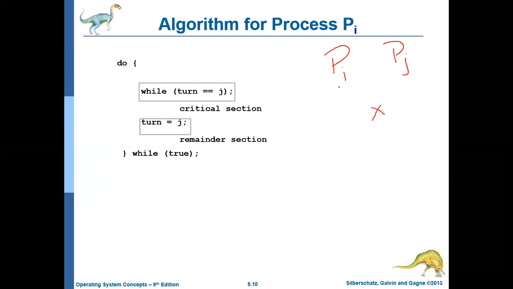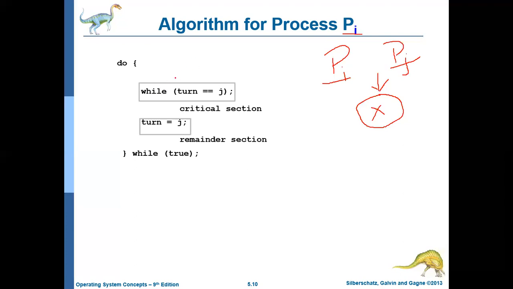If Pi is executing its critical section, then Pj should not execute its critical section. Similarly, if Pj is executing its critical section, then Pi should not execute its critical section. If this is ensured, then x will not become inconsistent. x will always be consistent. So how to ensure that? That's what we are going to discuss with this algorithm. This is the algorithm for Pi.